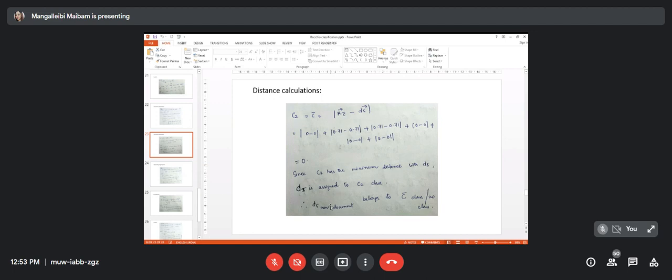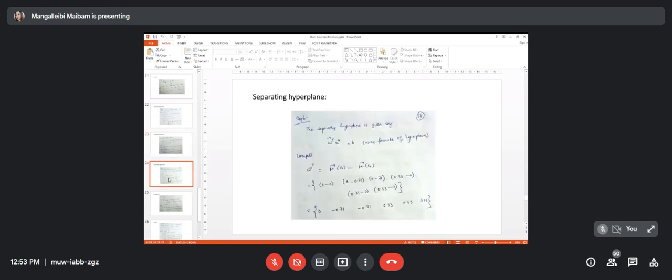Since C2 is nothing but our North China class, the second class, which has the minimum distance with D5, D5 is assigned to C2 class. Therefore, our new document D5 belongs to North China class. Document D5 belongs to North China class.